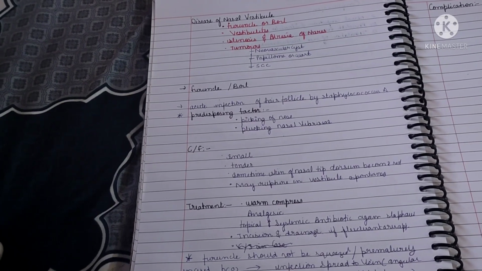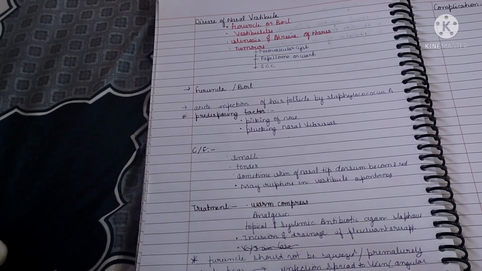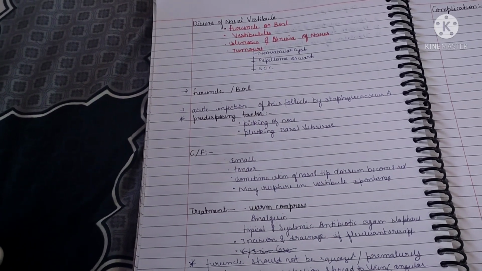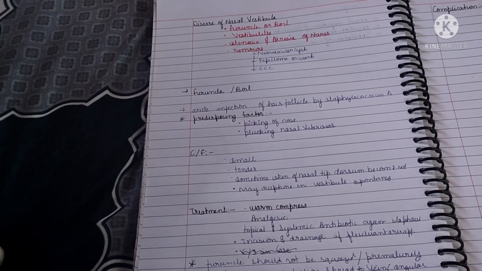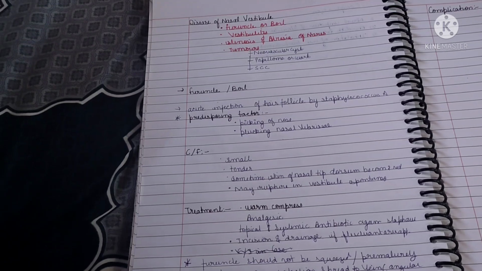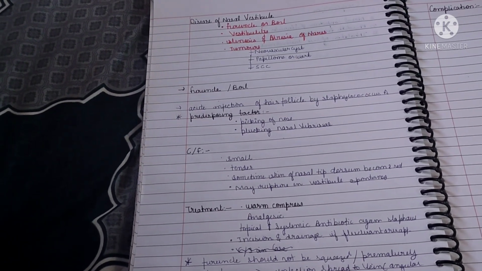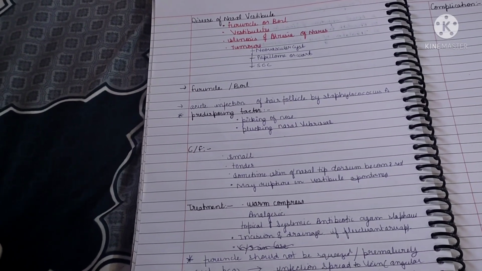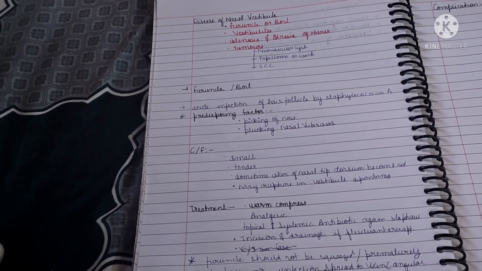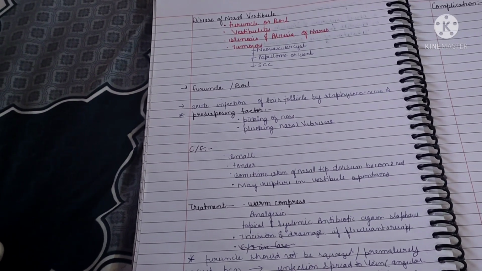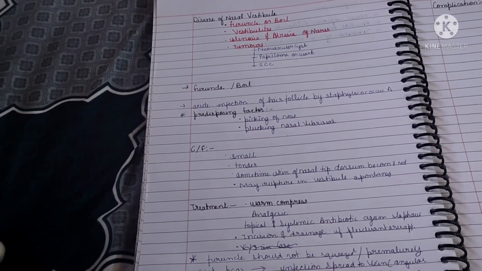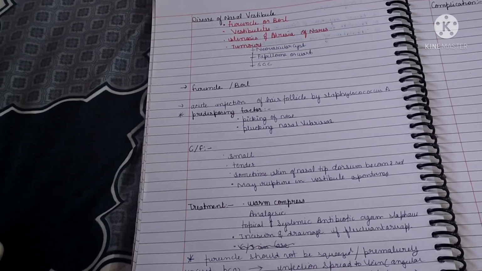The treatment will be a warm compress. Okay. Then analgesics, because there is pain. So analgesics will help in relieving pain. Then topical and systemic antibiotics against staph aureus. Then incision and drainage. Incision and drainage is done only if there is any fluctuant area. Fluctuant means a furuncle has fully developed. Then only incision and drainage is advisable.